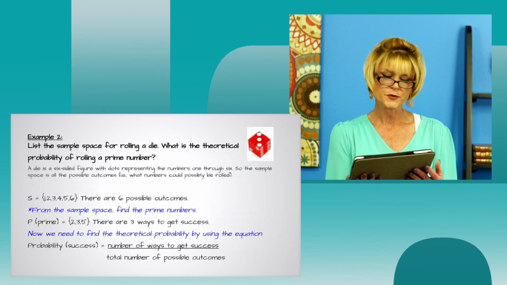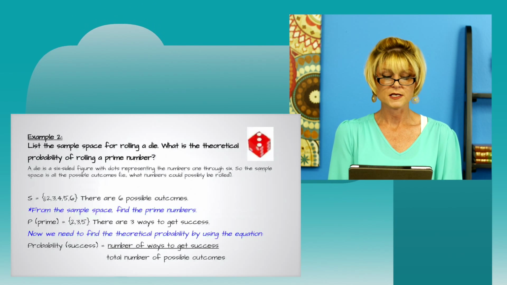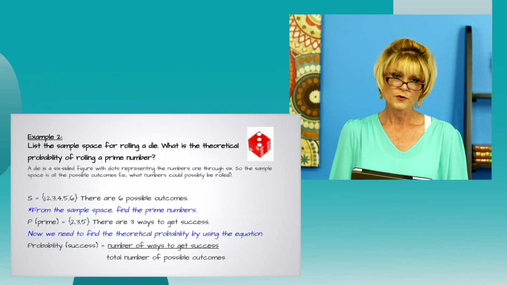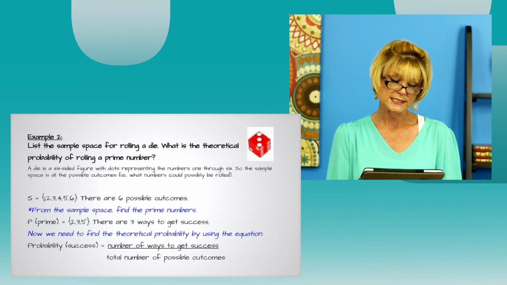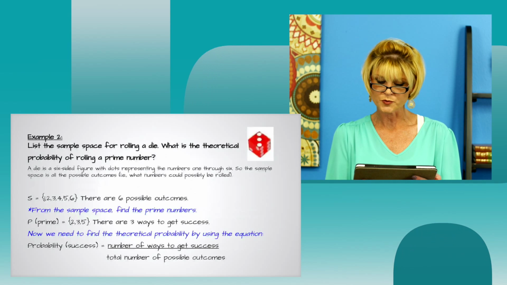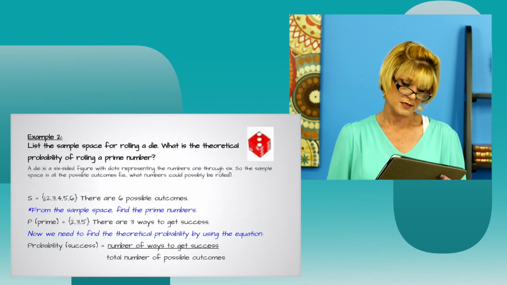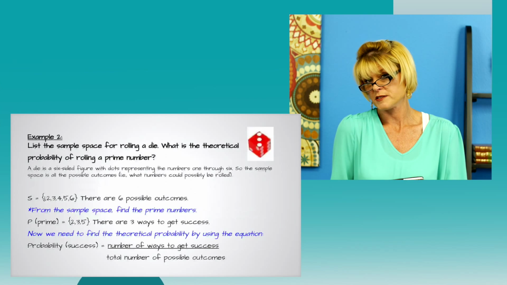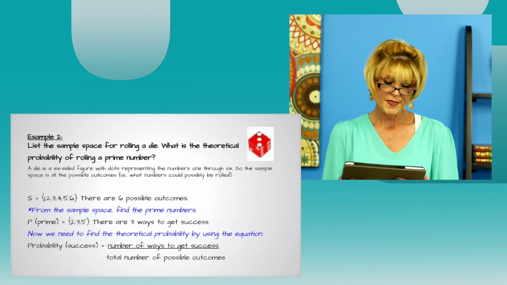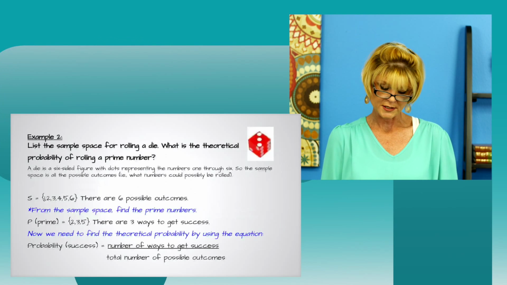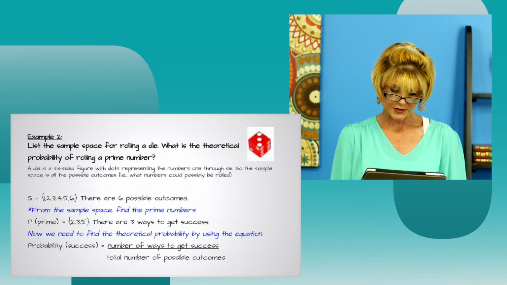It says, list the sample space for rolling a die. What is the theoretical probability of rolling a prime number? Remember, a die is a 6-sided figure with dots representing the numbers 1 through 6. Simple. So the sample space is all the possible outcomes, so all the numbers that could possibly be rolled. We know that the sample space is 1 through 6. 1, 2, 3, 4, 5, 6. So there's 6 possible outcomes.